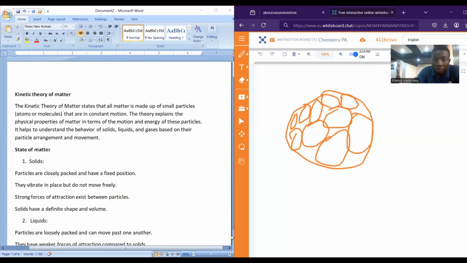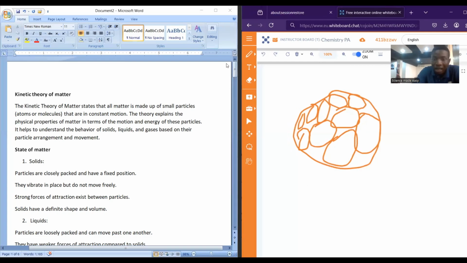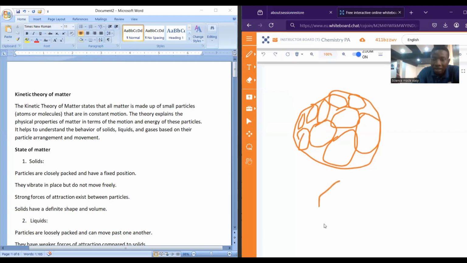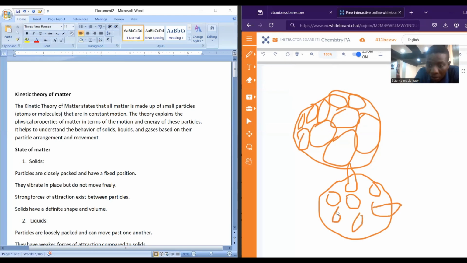Another state we have is the liquid. Talking about a liquid, its particles are slightly apart from each other. That is why they can still move. Its kinetic energy is still somewhat high, because the particles are slightly apart. So a liquid can actually move, and that is why if you pour water on the ground, the water can spread, because the particles are not as close together as in a solid.